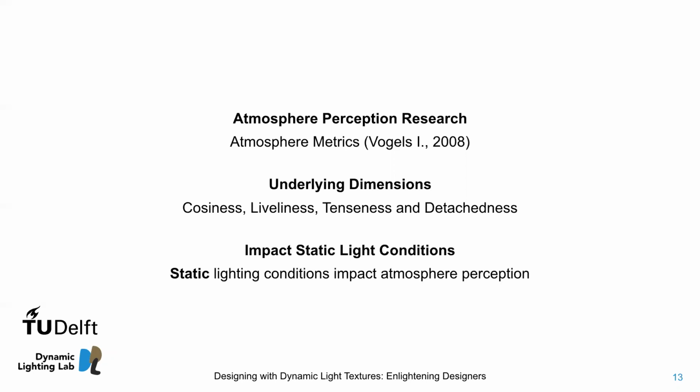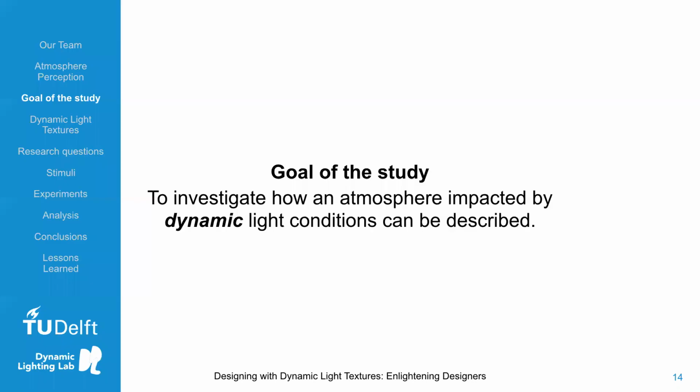Perhaps the most significant finding of their study was that static lighting conditions can actually change your perception of atmosphere. So in the same space, if you would change the brightness levels or the color temperature of the light, it could result in a different atmosphere. The goal of our study was to expand upon this research and to investigate how an atmosphere impacted by dynamic light conditions can be described.